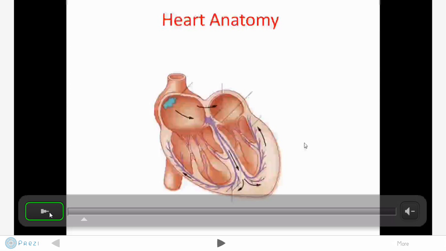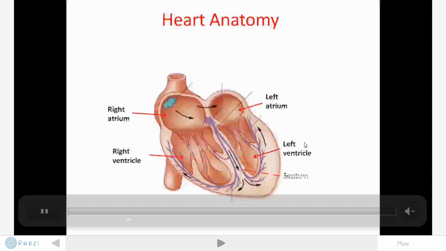ECG stands for electrocardiography and is the primary way to diagnose cardiac abnormalities. To understand ECG, we first need to know about the anatomy of the heart and the cardiac cycle. These are the right and left atria, and these are the right and left ventricles, separated by the septum.